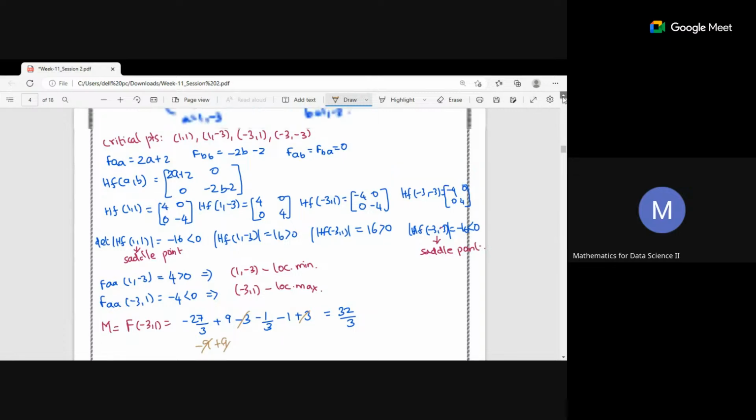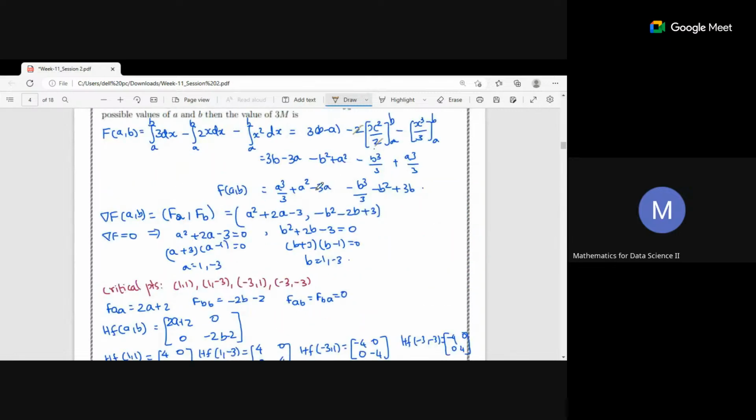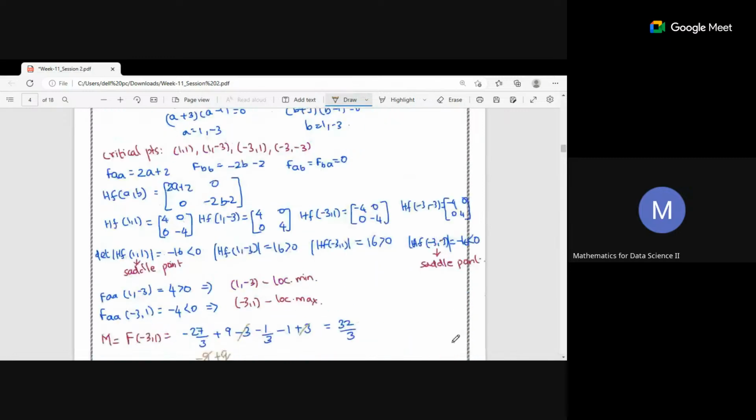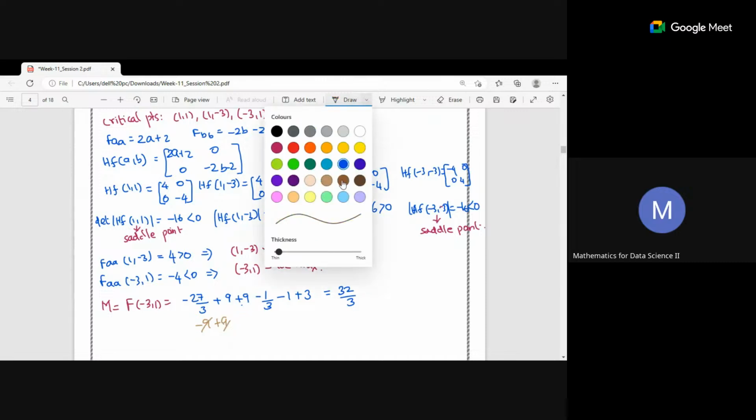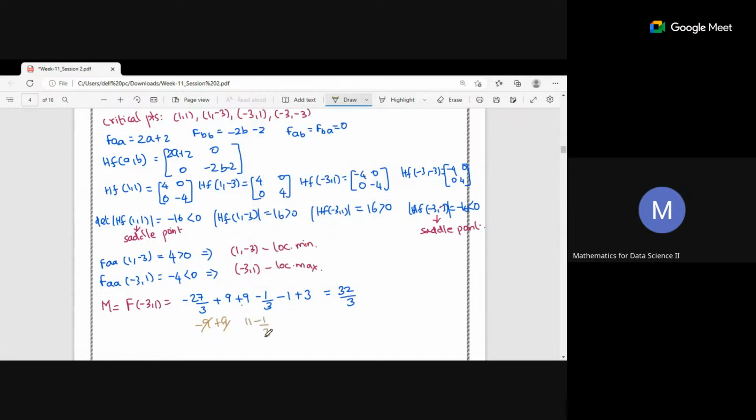B squared minus... Here I made a mistake again. Minus 3a, right? What is minus 3a? Minus 3a means this value becomes plus 9. Now check the answer again. So now you will have 9 minus 1, 8, 8 plus 3, 11, 11 minus 1 by 3, so 32 by 3.